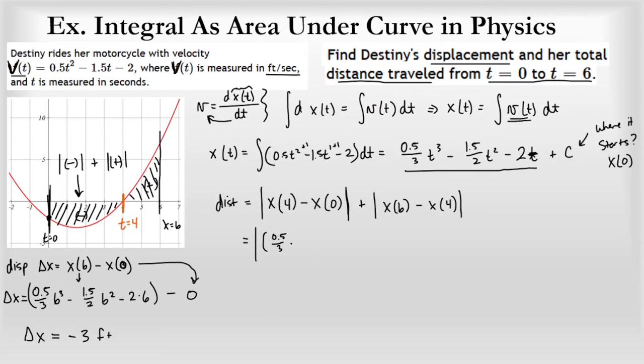0.5 over 3 times 4 cubed, minus 1.5 over 2 times 4 squared, minus 2 times 4, minus 0. x of 0 we already said was 0. I'm going to add on x of 6, which we already know. x of 6 we already did over here, -3. I'm just going to put that in here, -3.